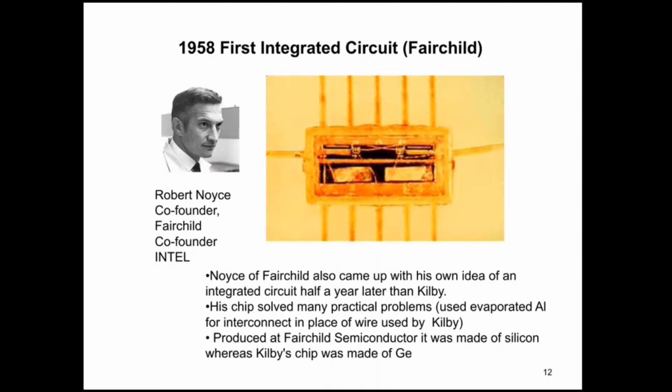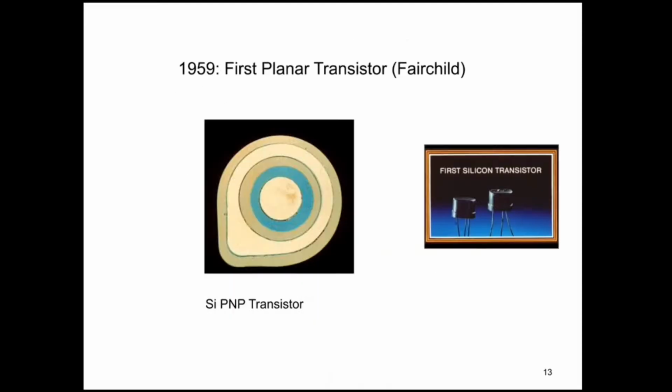In the same year, the first integrated circuit was made at Fairchild. Noisy, who was a co-founder of Fairchild and later co-founder of Intel, came up with his own idea of IC around half a year later than Kilby. His chip solved many practical problems, such as the use of evaporated aluminum for interconnect in place of wire, which was used by Kilby. Produced at Fairchild Semiconductor, it was made of silicon, whereas Kilby's chip was made of germanium.